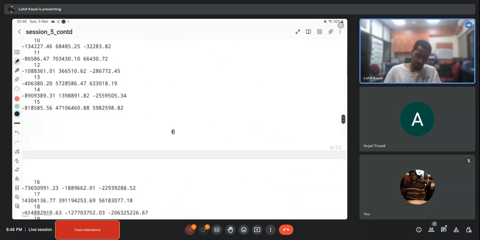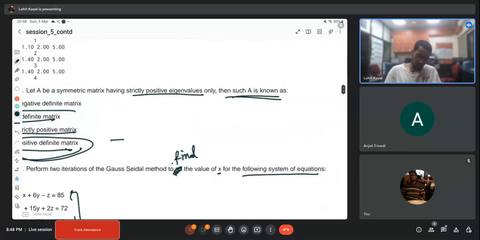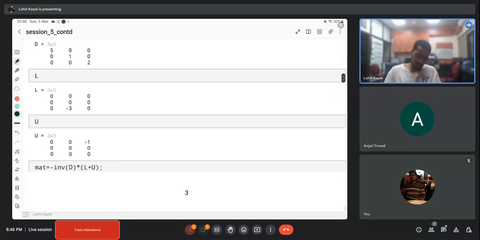And I will briefly again recap about Gauss Seidel and the Jacobi iteration.